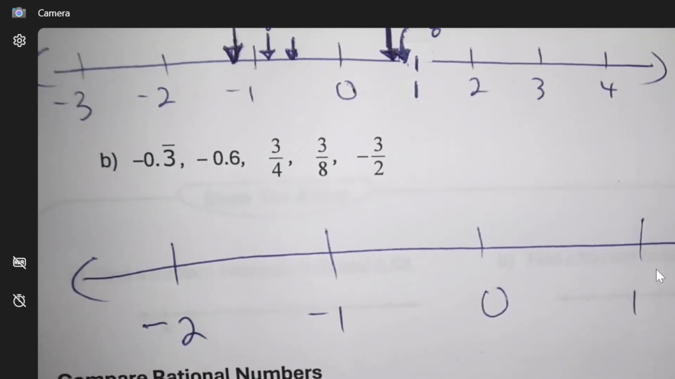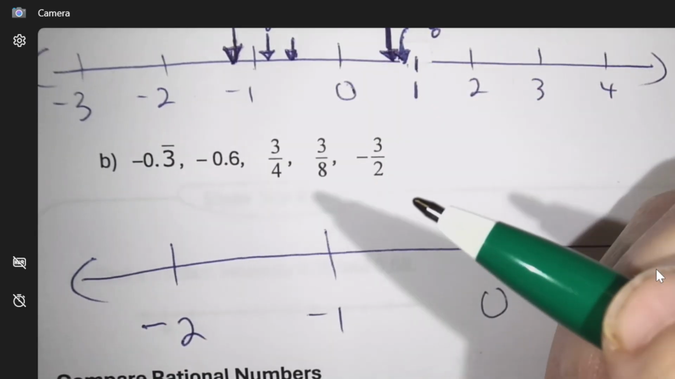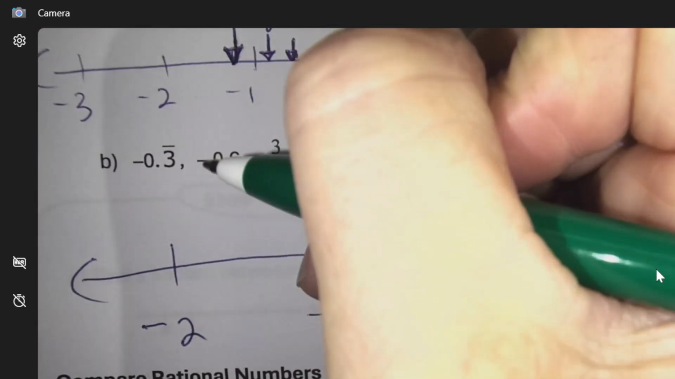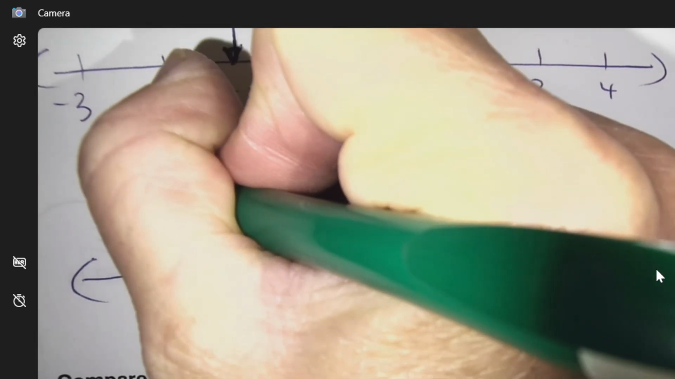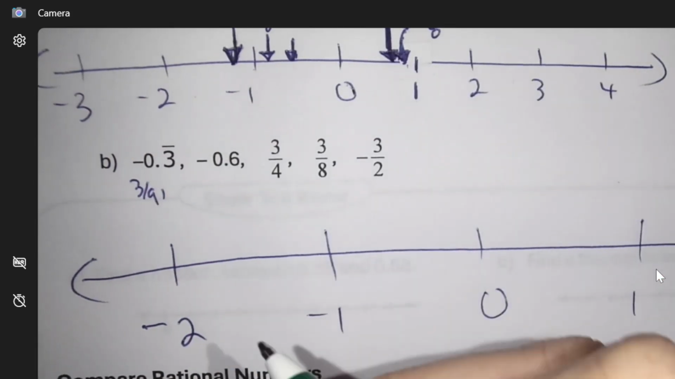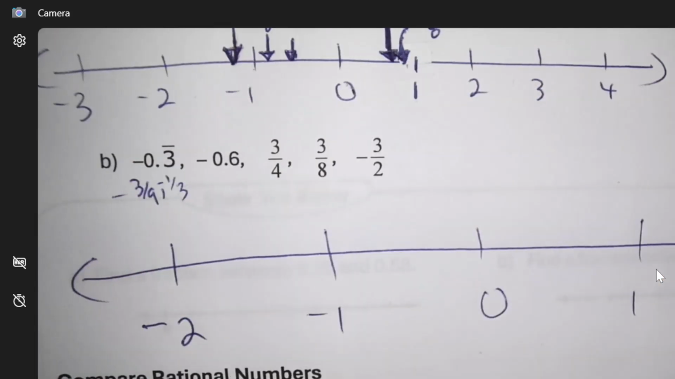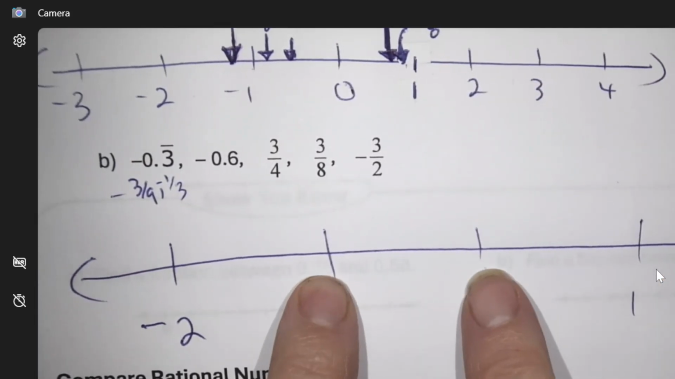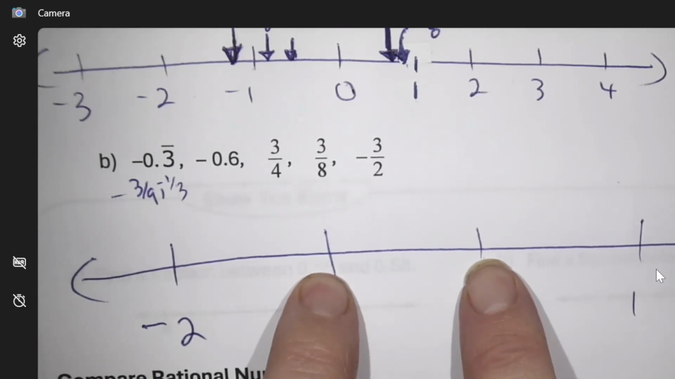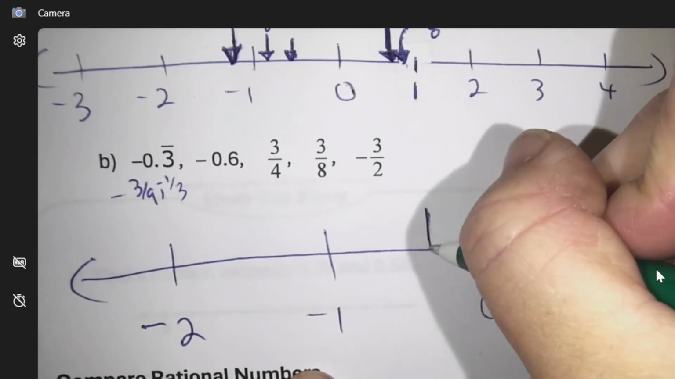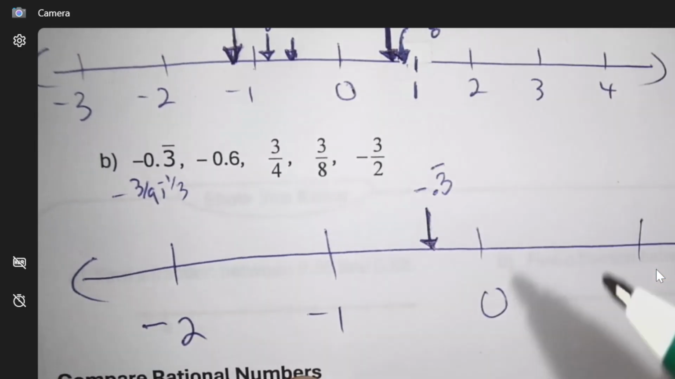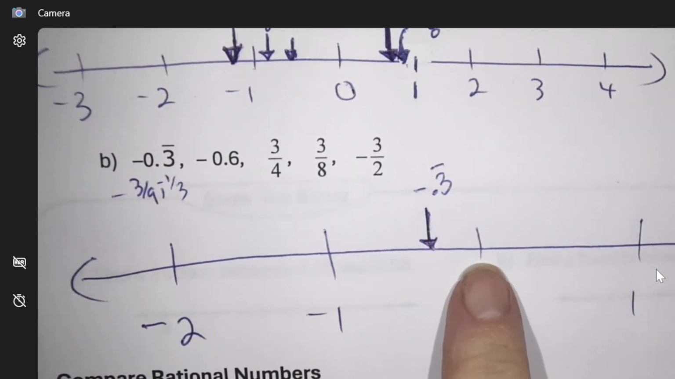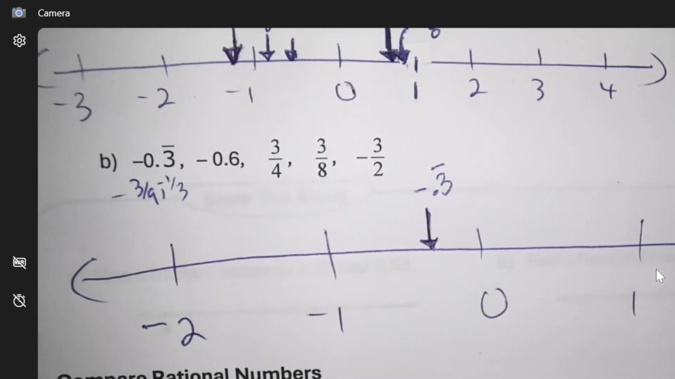Okay, first one is -0.3 repeated. So we actually know what that decimal is, or that fraction is. 3/9, or what else could we consider it? 1/3, but negative. So on the negative side of 0, can you go 1/3 of the way? I only went 1/3 of that space.